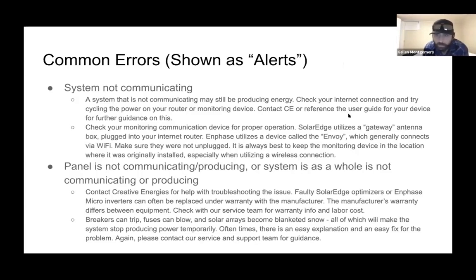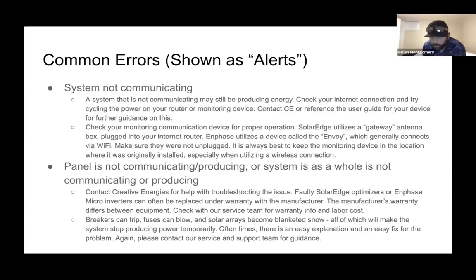So if you are having issues with internet connectivity for your monitoring, it's likely that you either have a SolarEdge gateway or an Enphase Envoy. One of the other big ones is a panel that's not communicating or producing. And that said, it's also possible for the system as a whole to stop producing power. First thing to do would be to contact us, Creative Energies, for help with troubleshooting and identifying the issue.